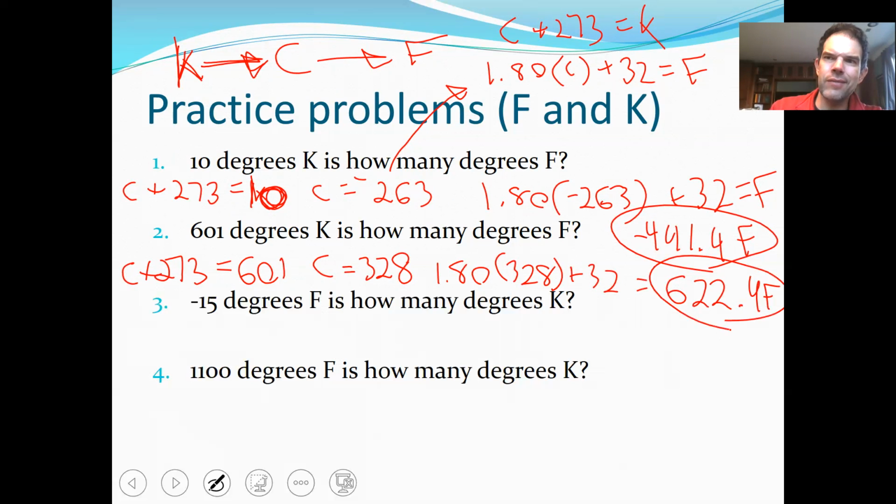See how that works? Hopefully that's feeling a little better. You're gonna do some practice problems like that tomorrow too. Okay. So now we're gonna do the opposite for the last two here, okay? Where we're gonna start with the Fahrenheit equation and we're gonna work towards Kelvin, okay?